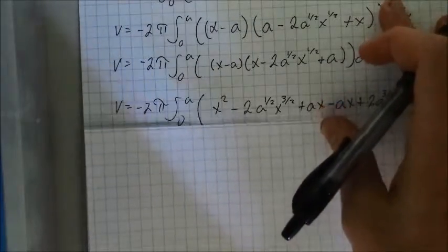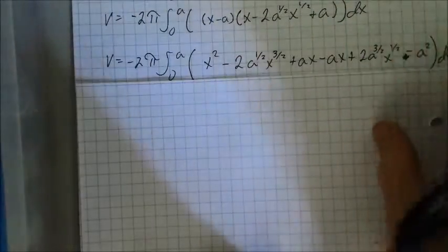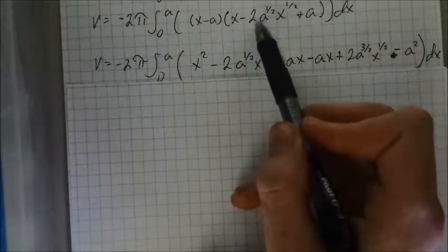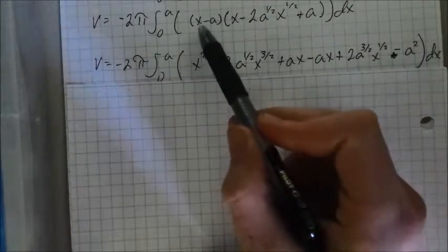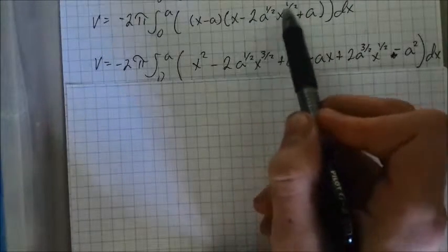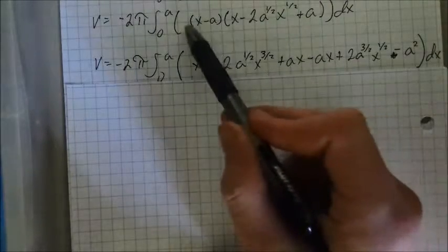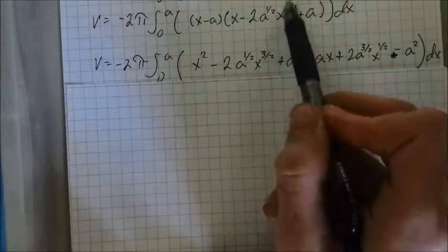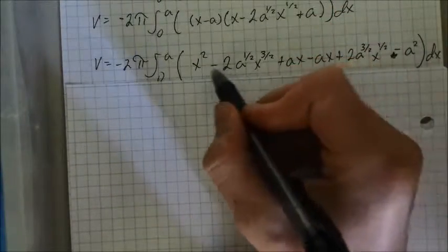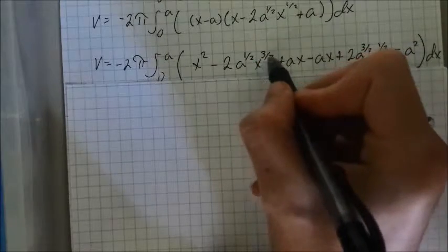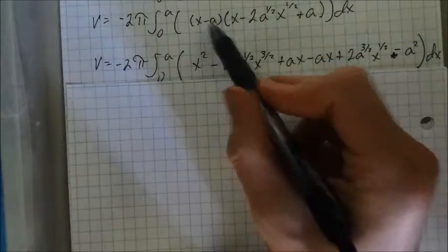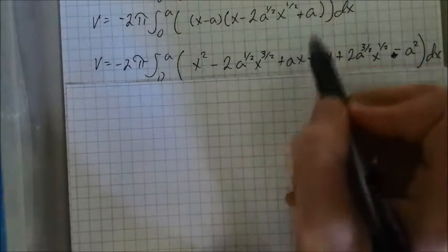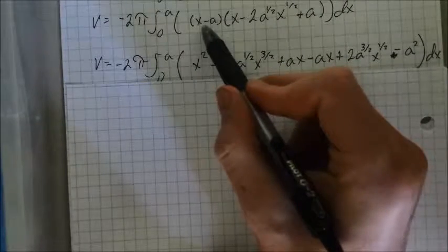So if we continue on from here, I went ahead and distributed, and it gets a little messy. So we have x times x is x squared. X times negative 2 a to the 1/2 x to the 1/2. Well, this is a to the 1. And if we multiply it by this, then this x to the 1/2 and this x to the 1 become x to the 3 halves, because this is x to the 2 halves, and we multiply, add exponents. So you have negative 2 a to the 1/2 x to the 3 halves, plus x times a, so plus ax minus ax.